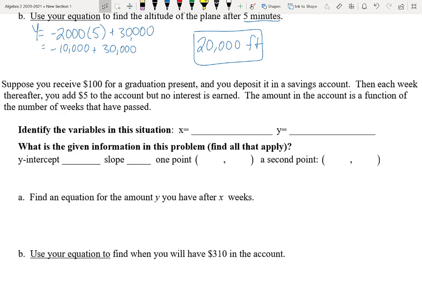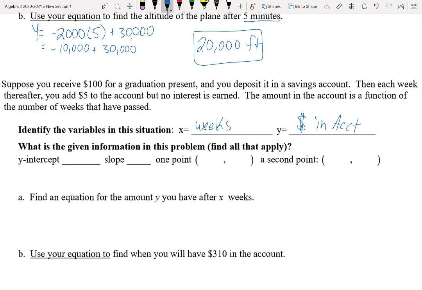So this is another way that it can be phrased for you on presenting what the x and y values are. Here, if it's saying the amount in the account is a function of the number of weeks, whatever it's a function of is my x value. So here, x is going to be our number of weeks, and then our y value is money in the account.